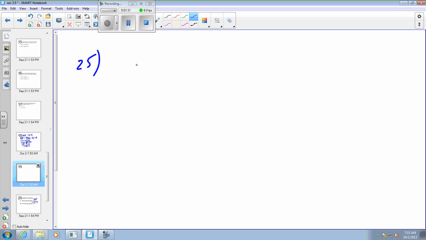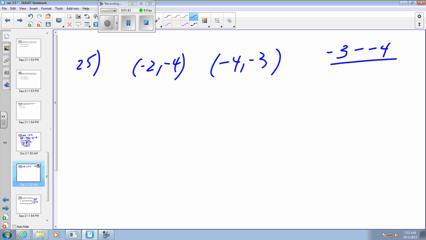We're given the 2 points at negative 2, negative 4, and negative 4, negative 3. Again, we have to find the slope first. I'm going to use negative 3 minus negative 4 over negative 4 minus negative 2. Notice that we get 2 negatives equals a positive for both of them. Simplifying, I'm going to get 1 over negative 2. So my slope is negative 1/2.